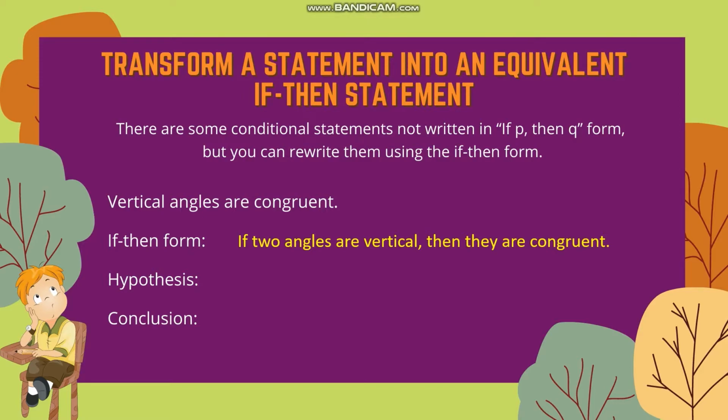Next is, i-identify naman natin ano yung hypothesis and conclusion dyan. Okay, so kanina sinabi natin yung hypothesis ay yung if clause or yung unang part. So, ang hypothesis natin ay two angles are vertical. Yun yung unang part. And yung conclusion natin, yung then clause. So, ibig sabihin, tanggalin lang natin yung then. Yung conclusion natin ay, they are congruent. Okay, so sa pag-identify ng hypothesis and conclusion, tatanggalin lang natin yung if tsaka then. Okay, next.